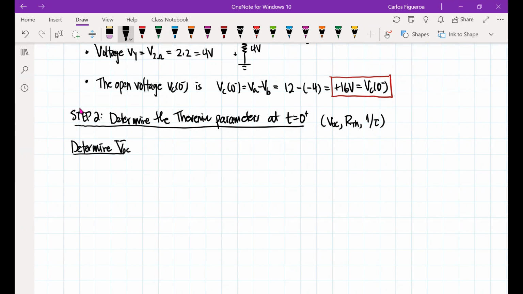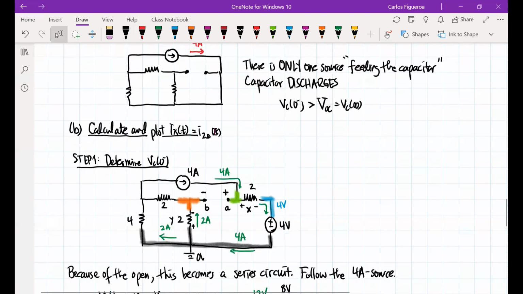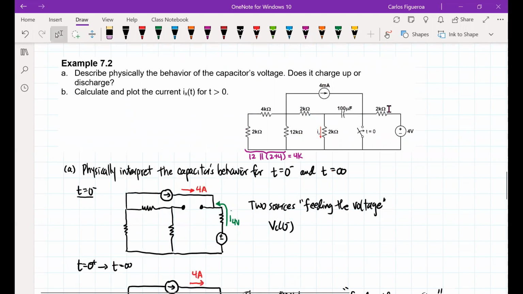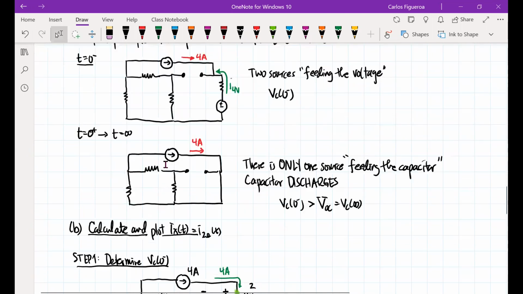Now I have removed the load. If I remove the load, we can see here that the switch kills off the 4-volt source. That switch right here kills off that 4-volt source. So that means I really have this circuit right here. That's what I'm going to draw.